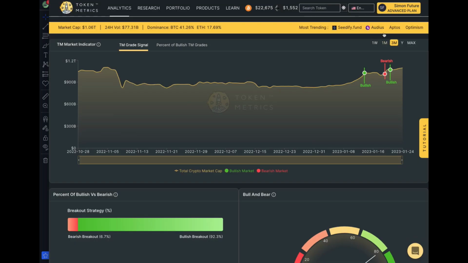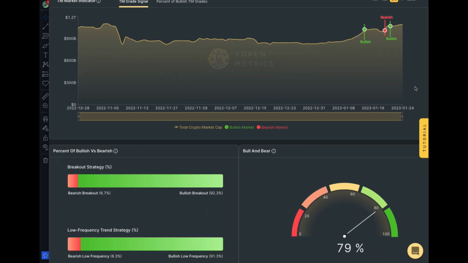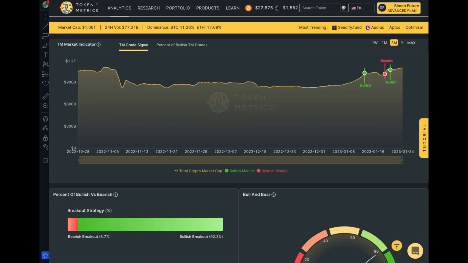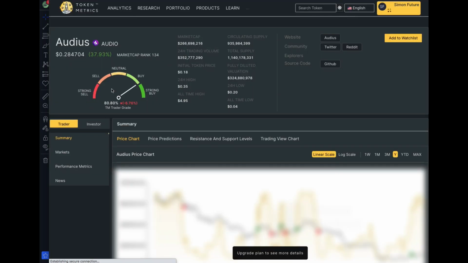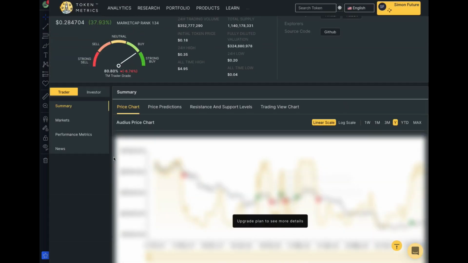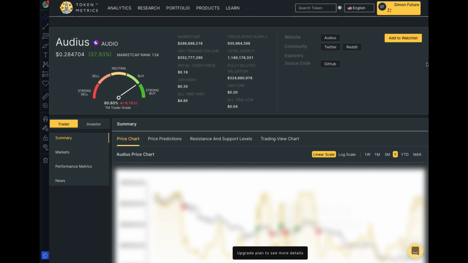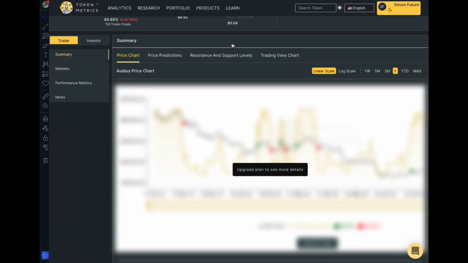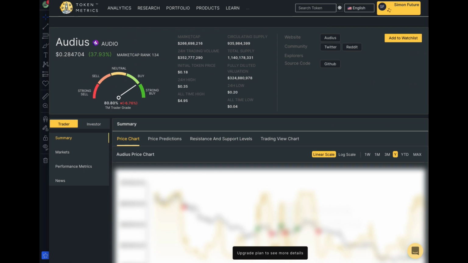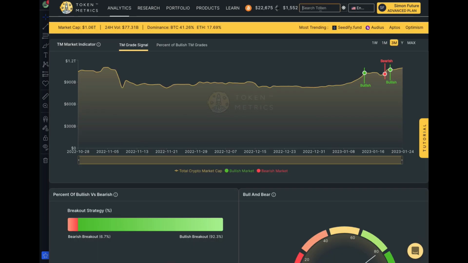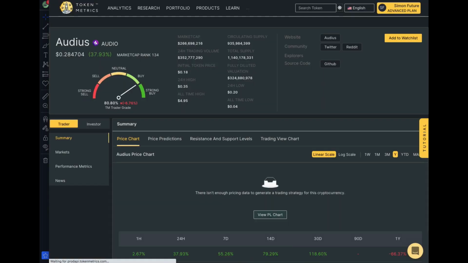I'm not surprised to see Audius at the top with their audio token up damn near 40% right now. So let's see what Token Metrics was saying about Audius. The audio token for Audius is a decentralized music platform. It's just taking a while to load for whatever reason. Let me see if I can do it from this one. All right, here we go.